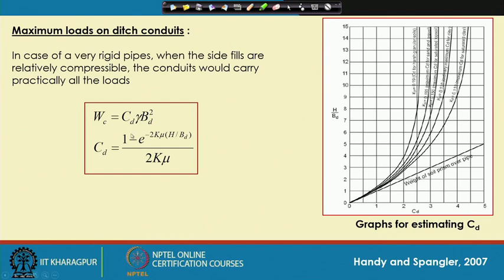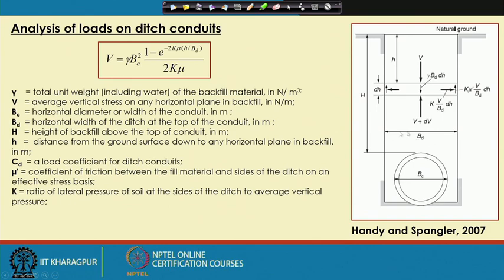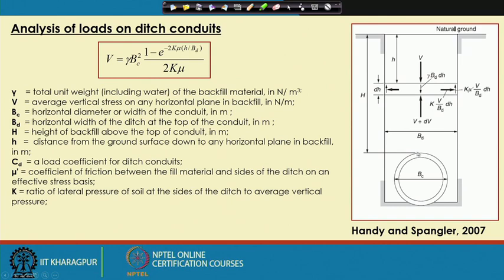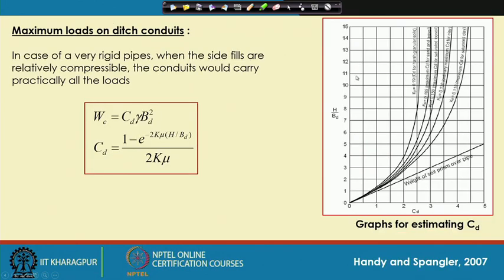Here CD is the coefficient that you will get, BD is this width, and H is any height. If this is your H value, you calculate H, and you know the BD. From here, depending upon the different types of soil, you get the CD value from the curve or from the expression. Then you calculate the force, or the maximum load acting on a ditch conduit.